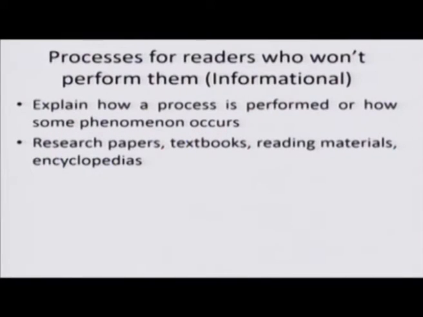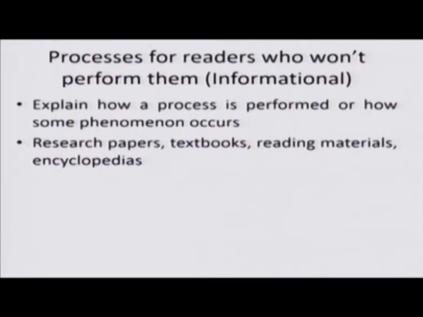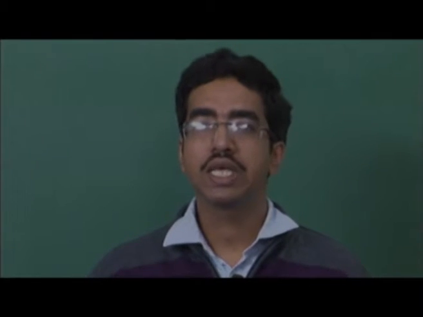Now, moving on, the second type is informational. So, here you are writing about a process, but you do not expect your reader to perform it. This is mainly for the purposes of understanding that specific process. So, you explain how a process is performed, how some phenomena occurs. So, usually you find it in research papers, textbooks, encyclopedias, research reports. One example which we saw, Uttarakhand disaster, that is an example of informational process analysis.